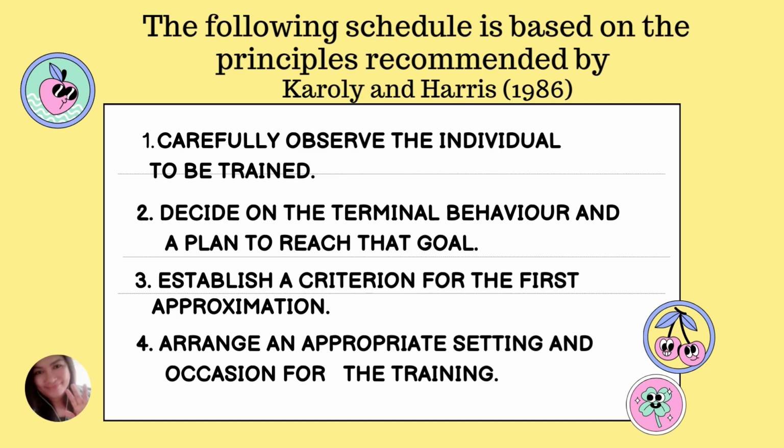Differentially reinforce behaviors that approximate the desired response. Another, use verbal or gestural cues and prompts at all stages of the training process. Number 7, or the last, record the changes in goal behavior and change the criterion.